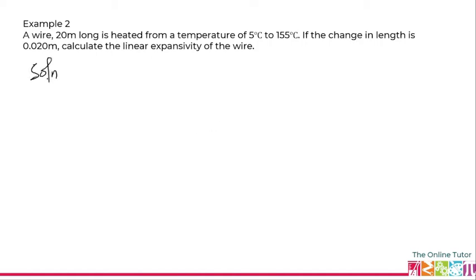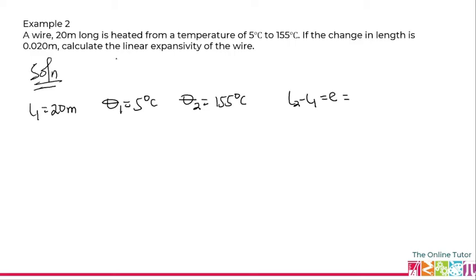So we write down our solution. First of all, let's write down the parameters that we have. We have a wire of length 20 meters, so we know our L1 is 20 meters, and it has been heated from 5 degrees Celsius, which is theta 1, and then theta 2 is 155 degrees Celsius. Now they are saying the change in length, which is L2 minus L1, which is equal to e, is 0.020 meters. And then we've been asked to calculate the linear expansivity of this particular wire.